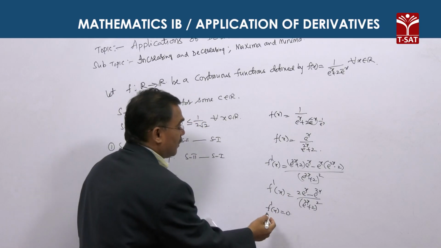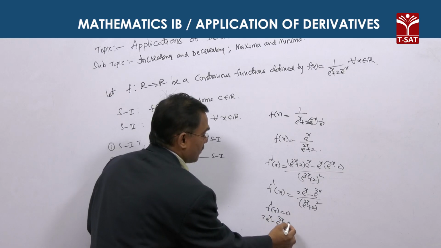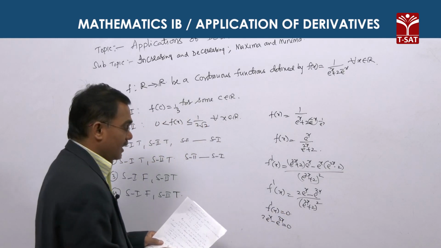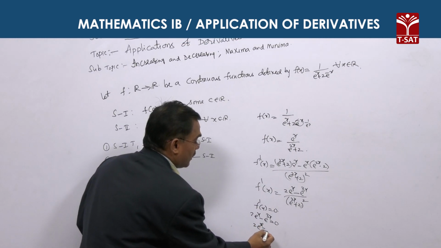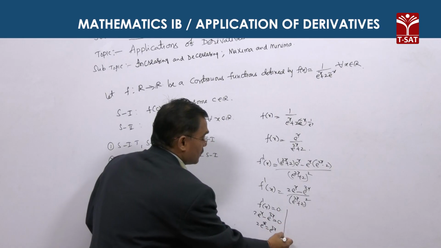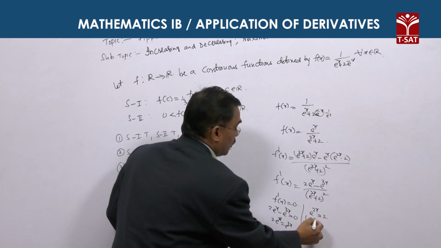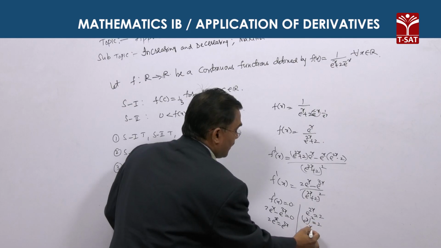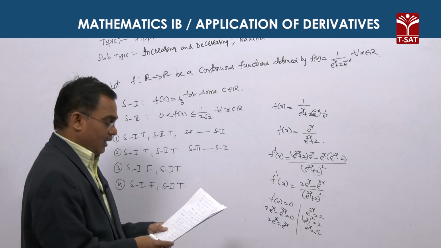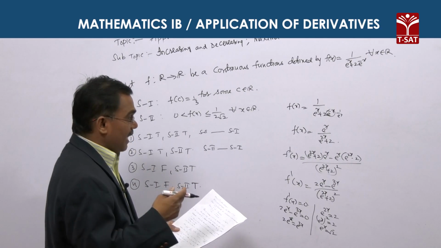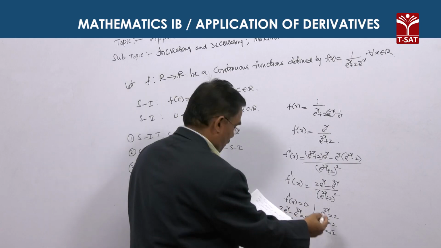Equating f'(x) = 0 gives 2e^x - e^(3x) = 0. Simplifying, 2e^x = e^(3x), so e^(2x) = 2, meaning (e^x)^2 = 2, so e^x = √2. So e^x = √2 is where we check the maximum or minimum value of the function.